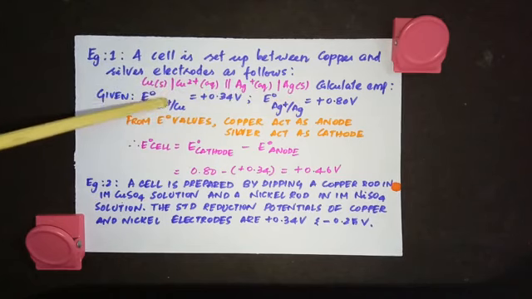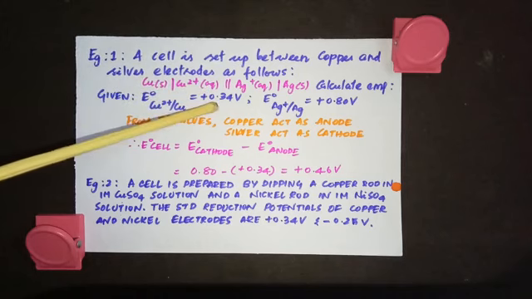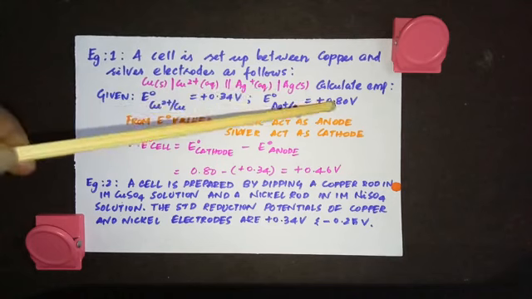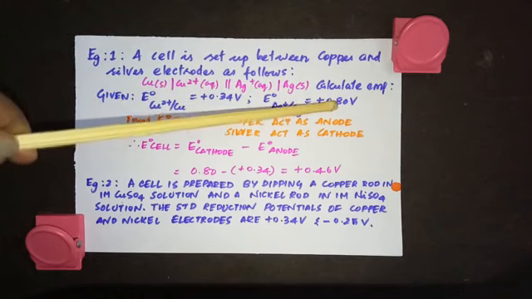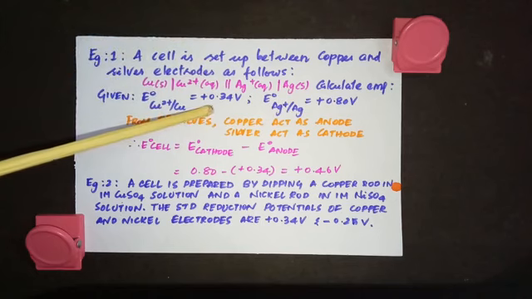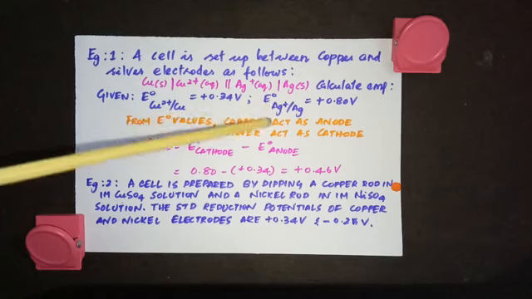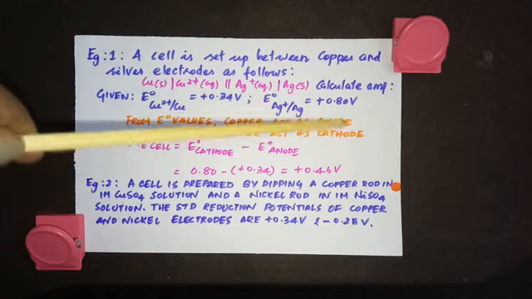So from the E naught values, you can predict which metal is acting as anode and cathode. See, this is more positive, this is less positive, which means this is a greater value, this is a smaller value. So the smaller value has more tendency to undergo oxidation, so that can act as anode. So copper acts as anode, silver acts as cathode.